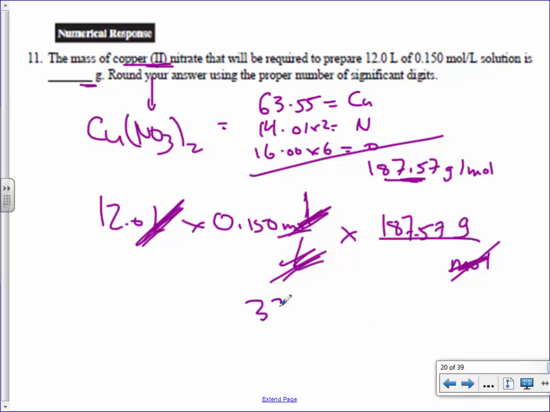I got 337.626. Last step, get the sig digs right. I get 3, so that makes it 338.